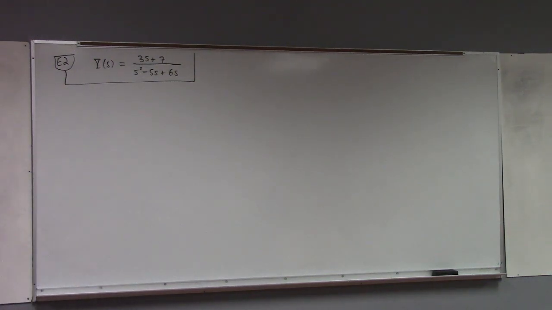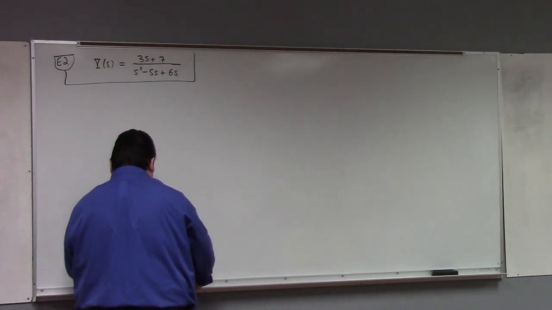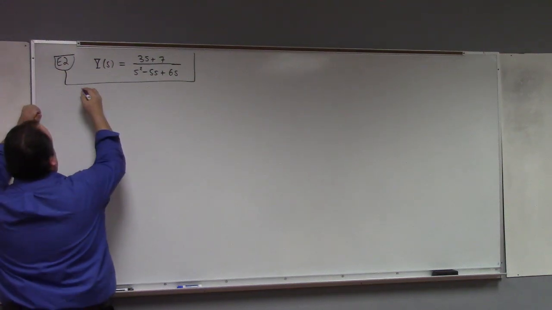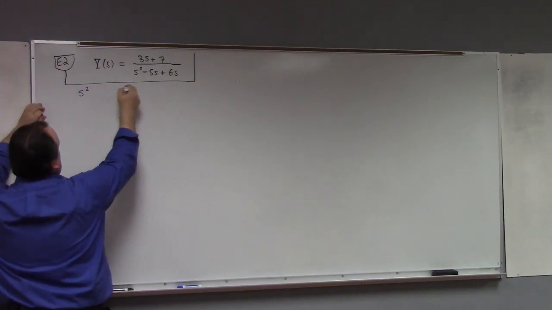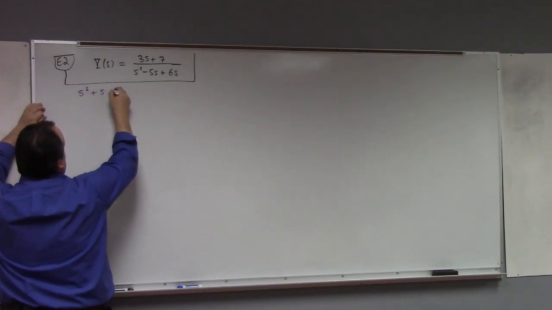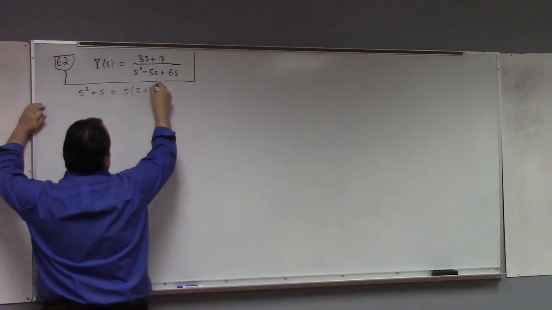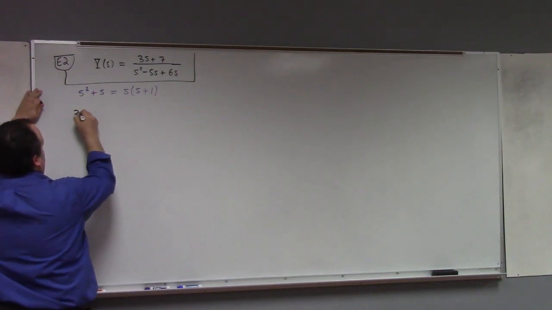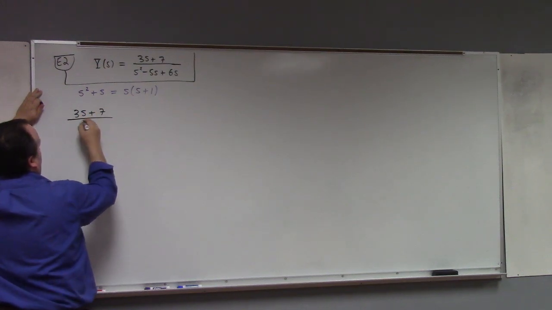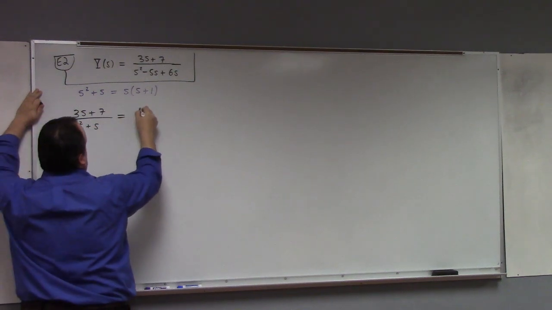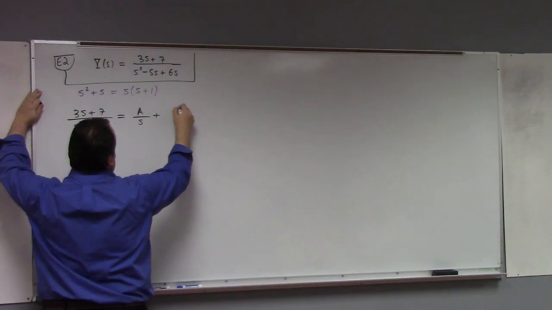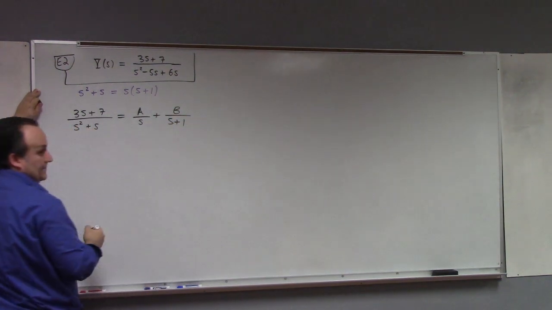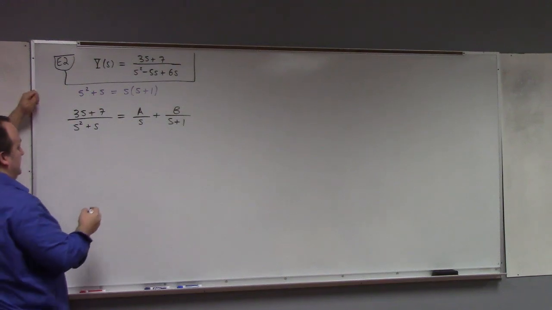So first order of business, clean up the denominator and factor it. In this case, we get what? We got s squared. That's actually plus s, right? Which is s times s plus 1. Great. So if I want to do the partial fractions decomposition here, I do A over s plus B over s plus 1. All right? So it really is just like example 1, as it turns out.